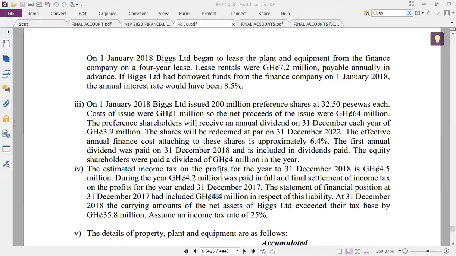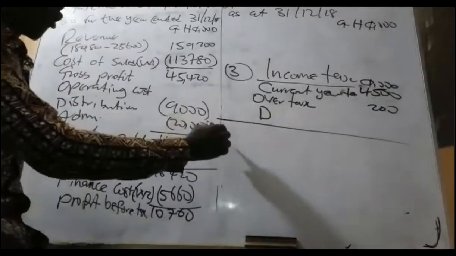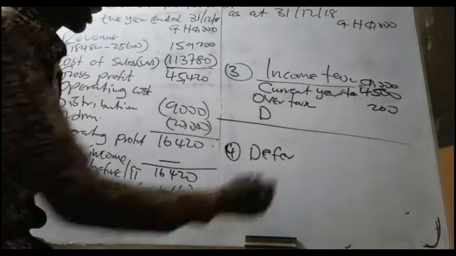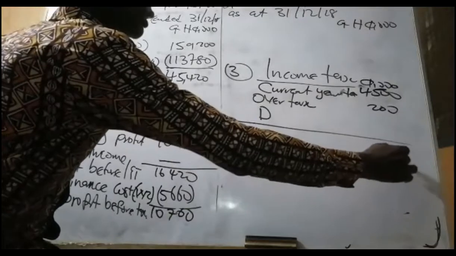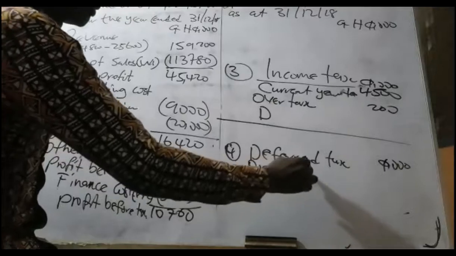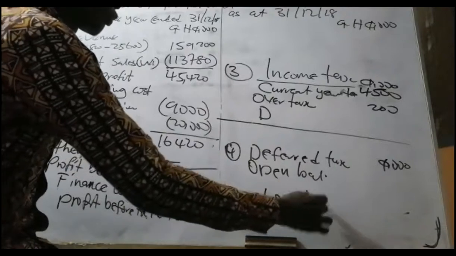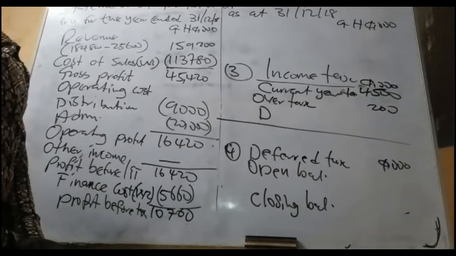Good. Now let's go to deferred tax. Now when you go to deferred tax, you relax. So I have to do workings within workings. So workings number 4, I'll call it deferred tax. I'll put my 3 zeros here. Tell the examiner: open balance. Then leave a space and write closing balance. Open balance is in the trial balance. If it's not there, it's not there. I cannot create any open balance.